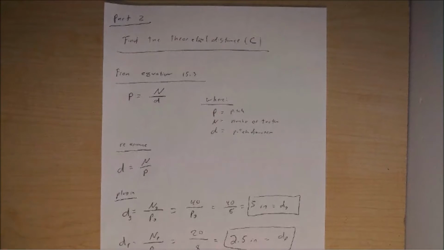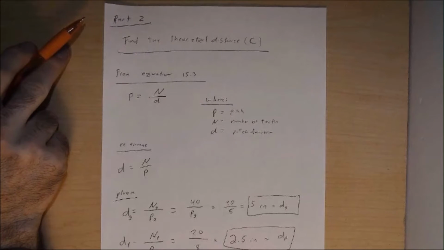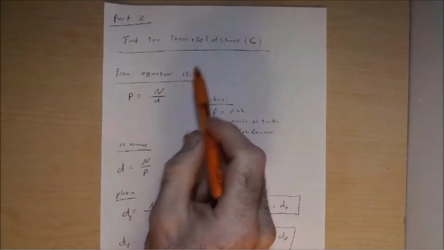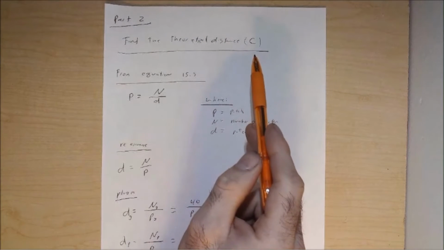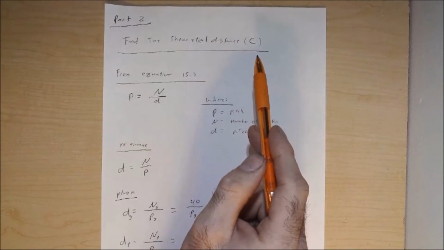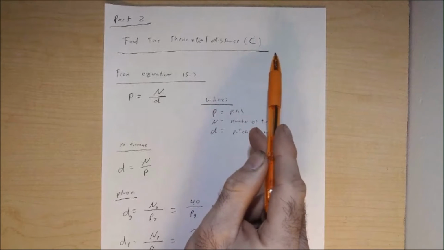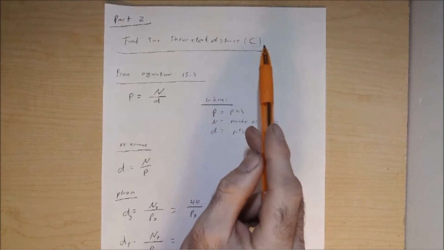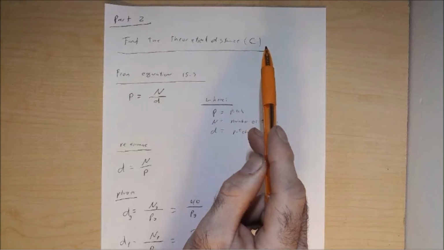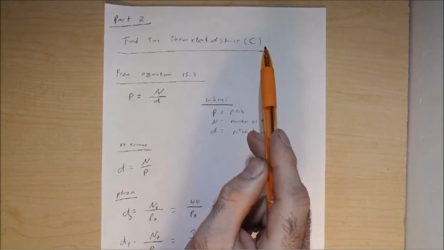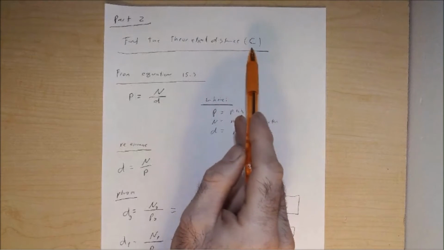So now that we've gone through and calculated the first part of the problem, we can look for part 2 now. Part 2 in the problem asks us to find this theoretical distance C, where this distance C is the distance between the centers of the pinion and the gear. So in order to know that relationship, we're going to need to solve for the diameters of both the pinion and the gear in order to find this distance between their centers.